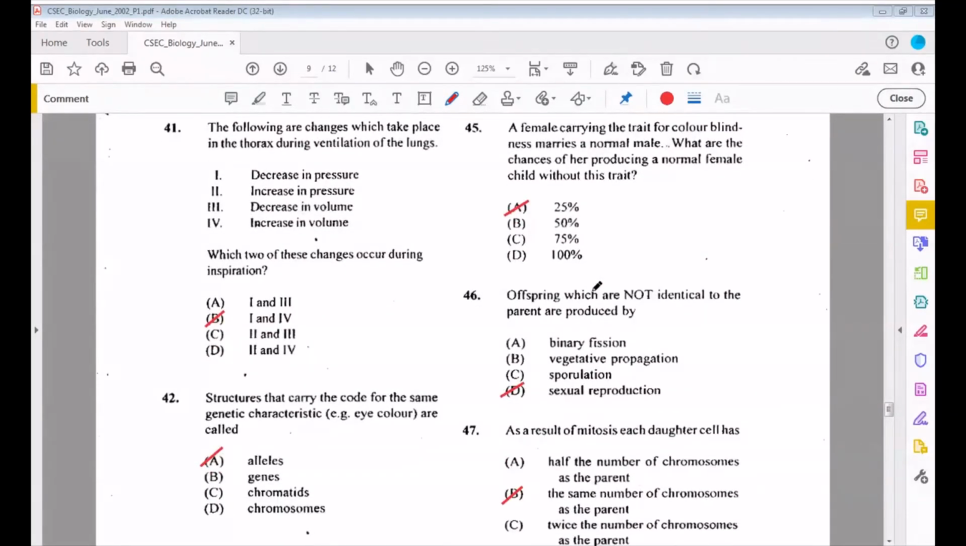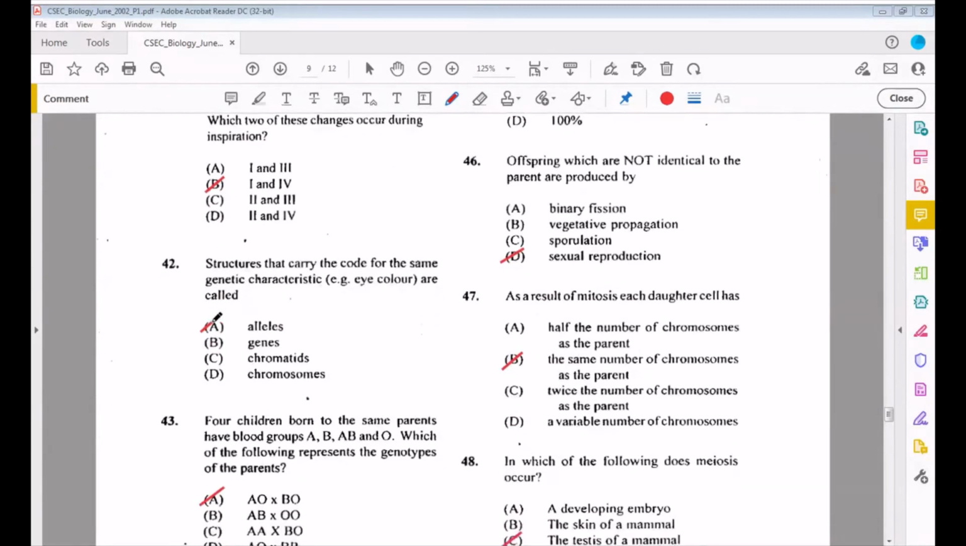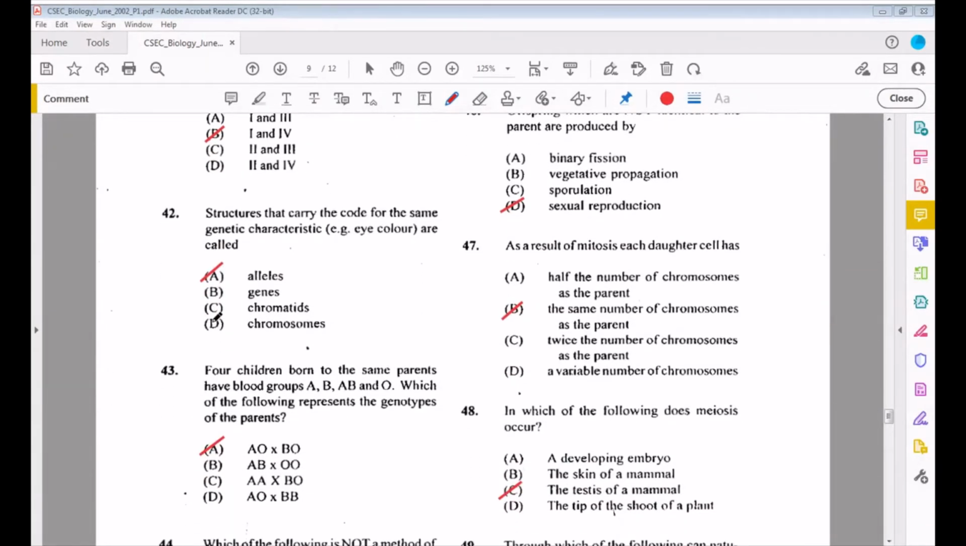41. The following are changes which take place in the thorax during ventilation of the lungs. So which two of these changes occur during inspiration when we're breathing in? So when we're breathing in, we have to get the air to come in. That means that the pressure has to decrease and the volume has to increase for us to take in that gulp of air. So the answer is B. 42. Structures that carry the code for the same genetic characteristics, for example eye color, are called A, alleles.